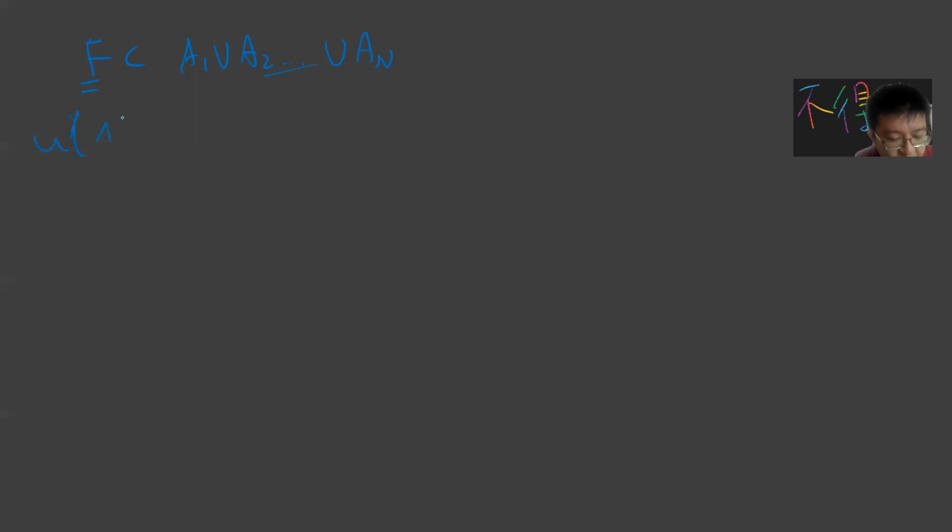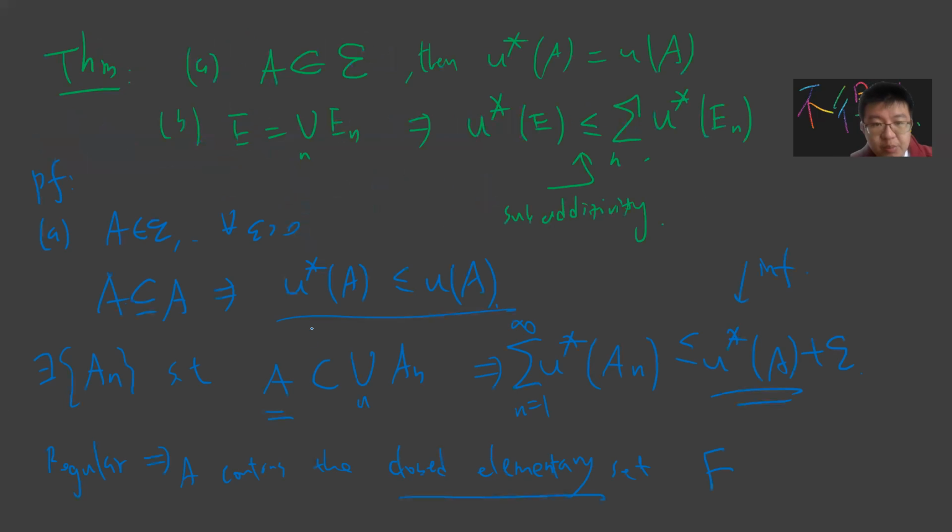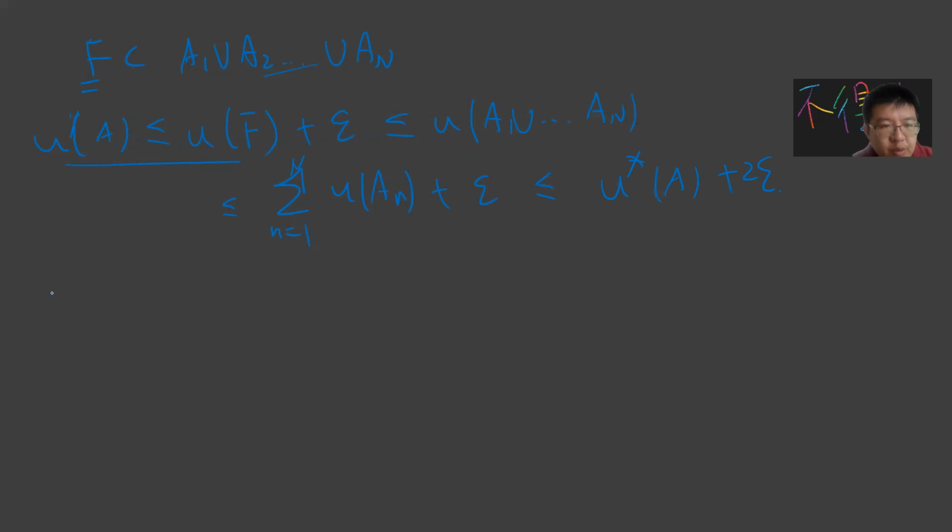So you get your mu of A. By the property that mu is non-negative and regular, mu of A is less than or equal to mu of F plus epsilon. Then this is less than or equal to mu of A1 union up to A_N plus epsilon, and by the property of mu, this is at most the summation of mu of A_n from 1 to N plus epsilon, which is less than or equal to mu star of A plus 2 epsilon, because mu star of A is mu of A by this property. And epsilon can be arbitrary.